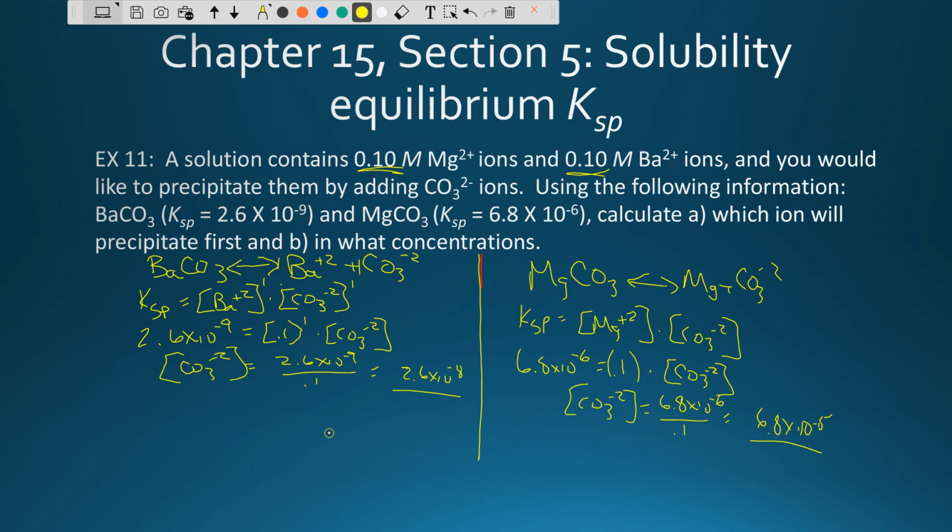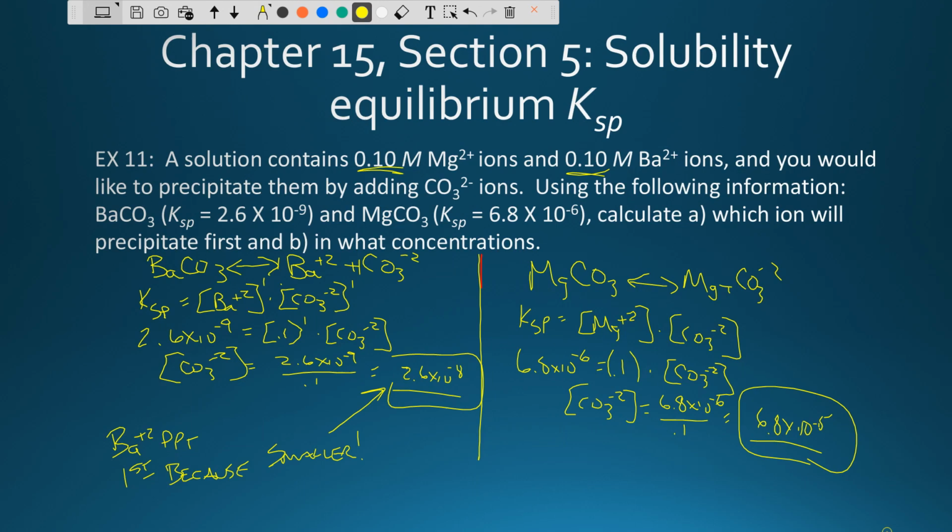The reason is this is smaller. So what that means is my barium is going to precipitate first, since I have a smaller carbonate concentration here. Okay, so that's all I do, and the concentrations I've just solved for. The concentrations are going to be right here, and that's what I've solved for. So nice and easy. We just keep track, and solving them simultaneously is the key to this.